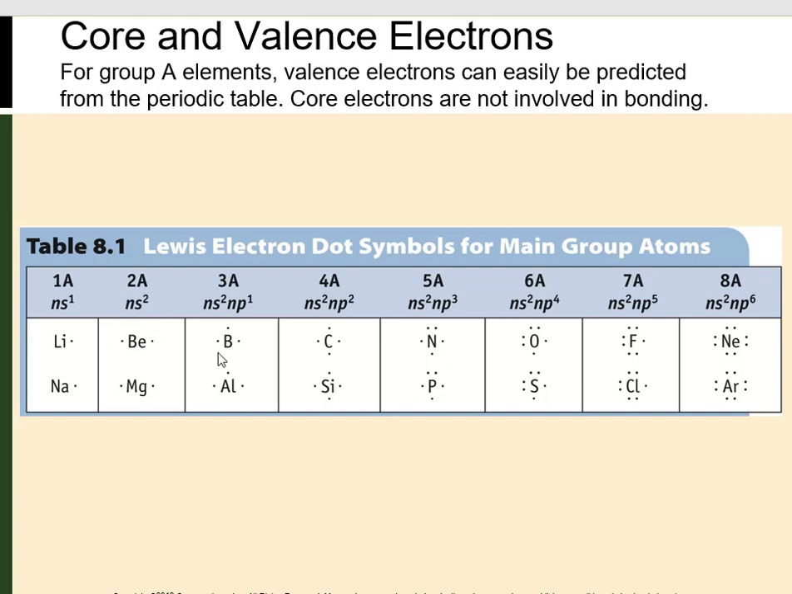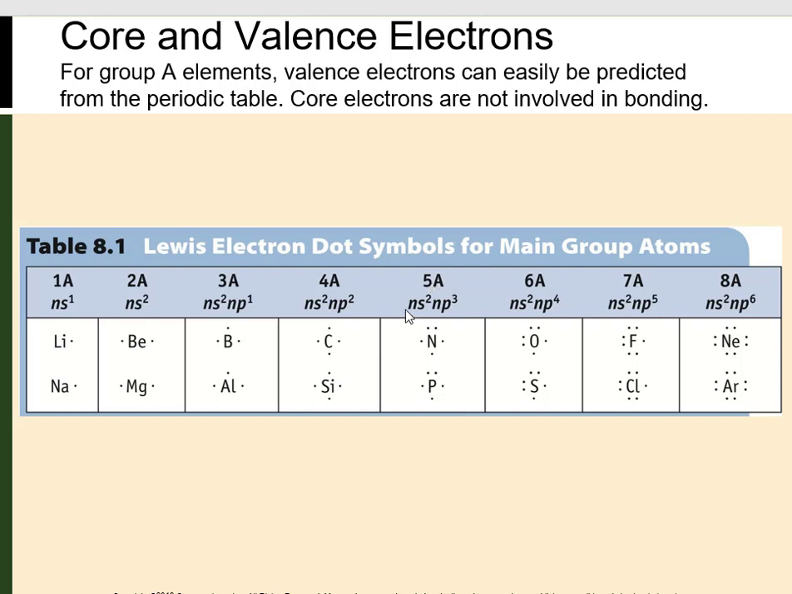Then we hop over to boron. Boron would be 2s2, 2p1. So we count those two s and one p, which gives three outermost electrons. One, two, three. Same with aluminum, three. Again, we could have the bottom and the two sides. That would be three electrons. Hop over to four. Notice that we have four outermost electrons. They're one per side. Then we get to five.